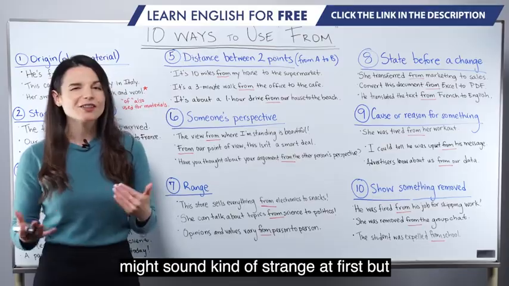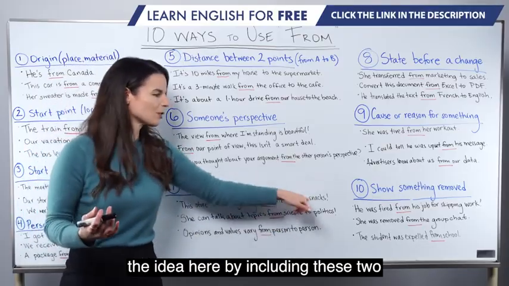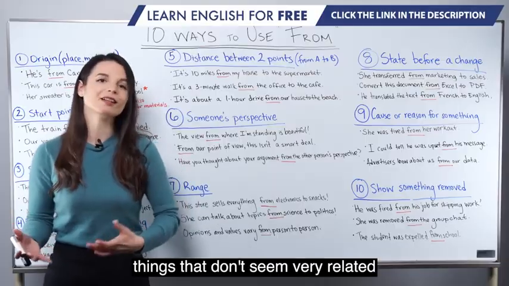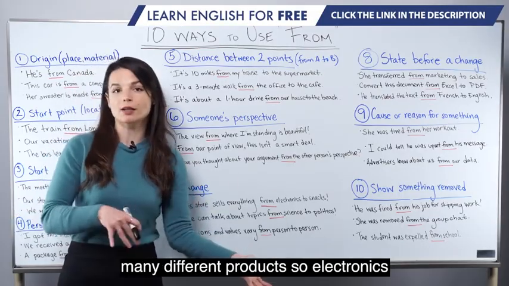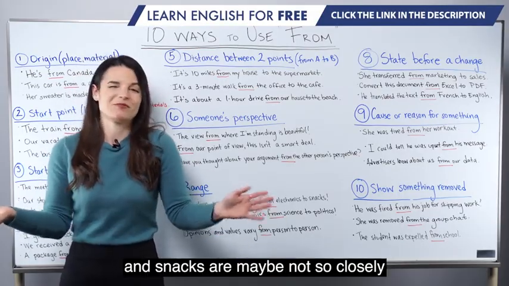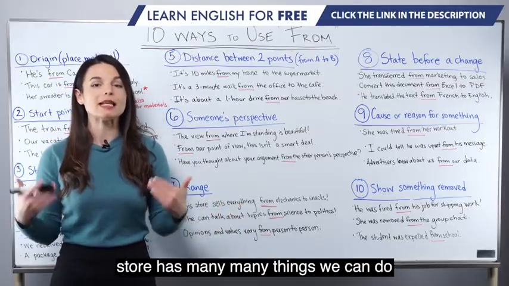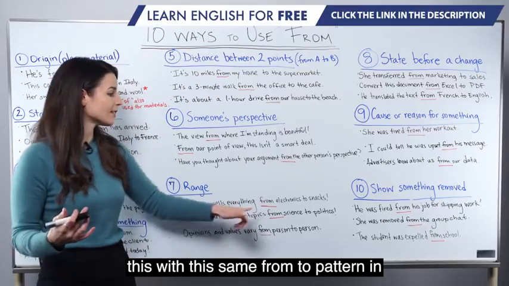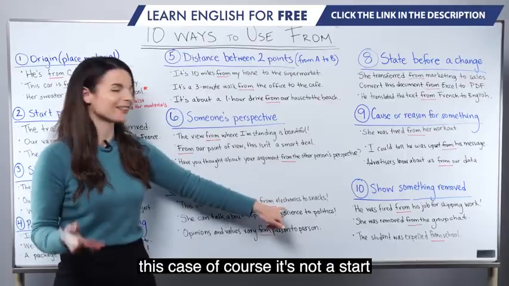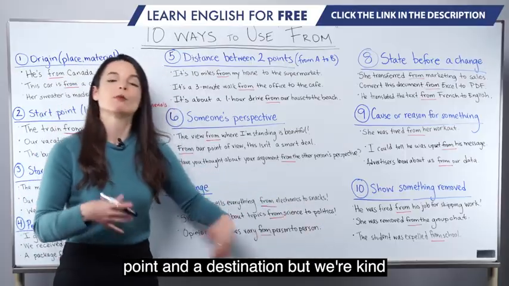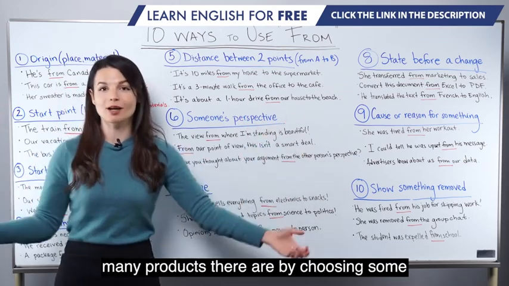So this might sound kind of strange at first, but the idea here, by including these two things that don't seem very related, we're trying to show that the store has many different products. So electronics and snacks are maybe not so closely related, but we want to emphasize the store has many, many things. We can do this with this same from to pattern. In this case, of course, it's not a start point and a destination, but we're using these two things to show how many products there are.